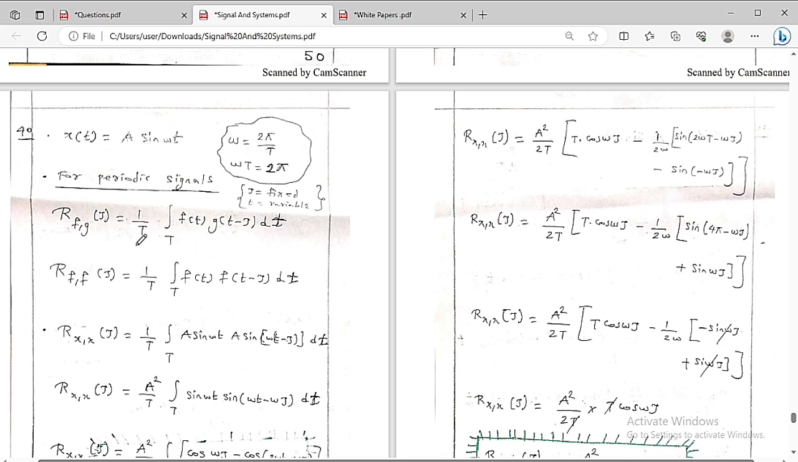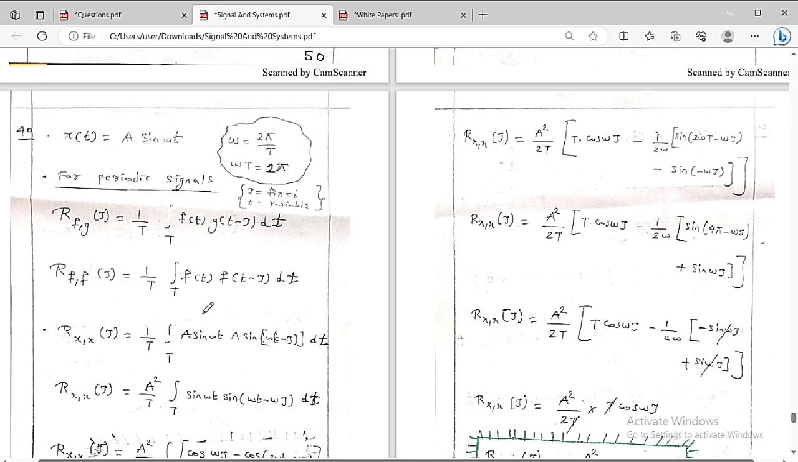What I'm trying to tell you is very simple. This formula you have to remember. Between different functions, it is cross correlation. Between the same function, it is autocorrelation. Here in this question they're asking autocorrelation, meaning between the same function x only. So R x of tau is nothing but 1 by T integration over T. This is the expression for periodic signals. So this is the expression of the cross correlation and the autocorrelation for periodic signals.